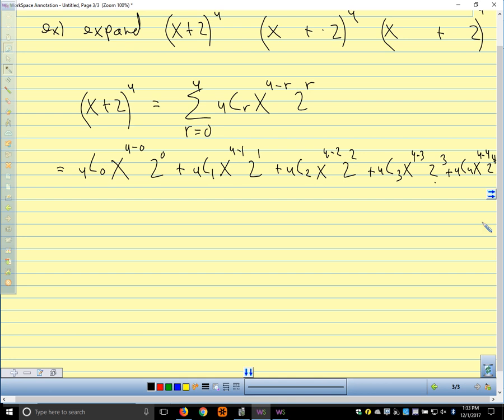So when I do that, I get x to the 4th. 4 choose 0 is 1. Plus 8x to the 3rd, plus 24x squared, plus 32x plus 16. And that's the answer.